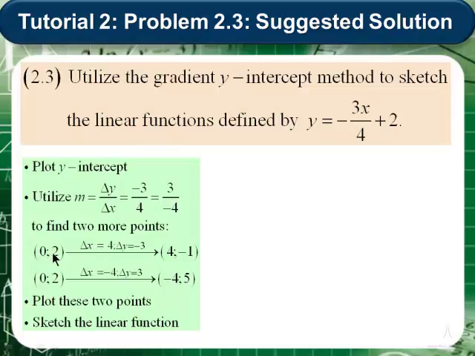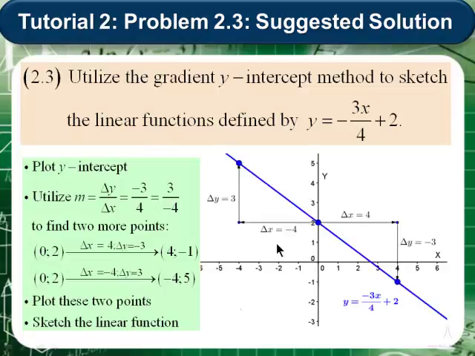And then we can determine 2 more points. So we start off with the y-intercept. If we make delta x 4, then the 0 becomes 4. If it's minus 4, then the 0 is minus 4. If delta y is minus 3, the 2 becomes minus 1. And if it's 3, the 2 becomes 5. So we have 2 new points. We can then plot these points and sketch the linear function.